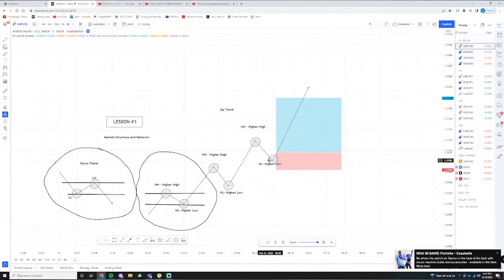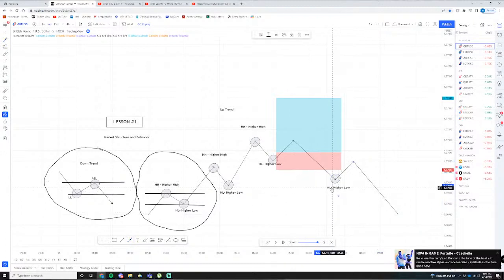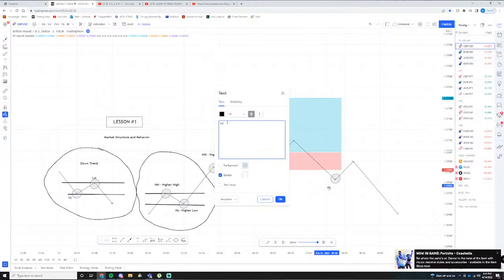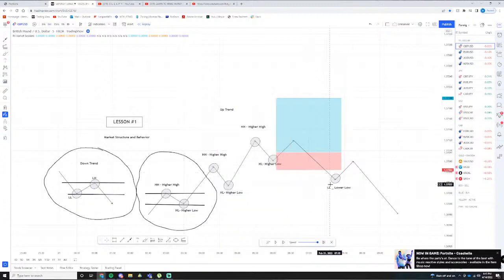And you're not expecting price to make another low. Because what would that mean? If price makes another low, that means the trend is changing. That means we're no longer in an uptrend. We're now in a downtrend. And how do you identify this? Oh boy, hold on. Okay, how do you identify this?